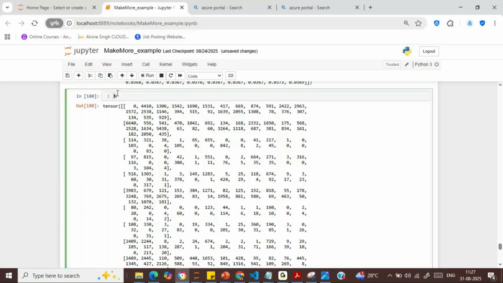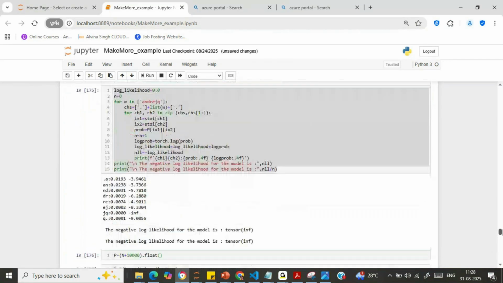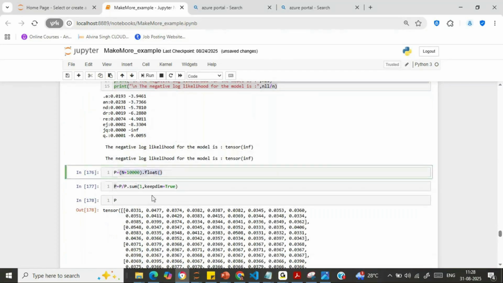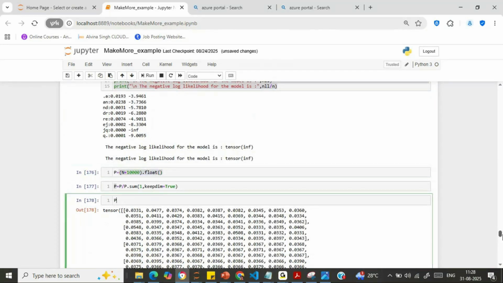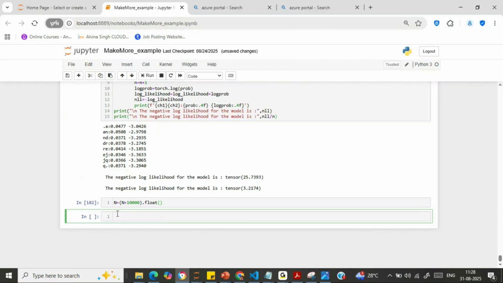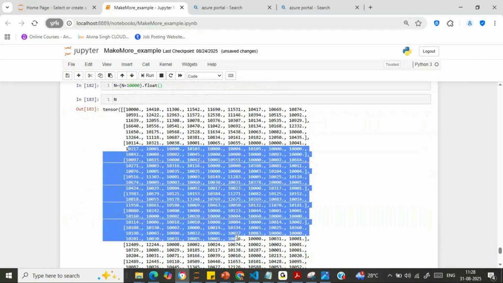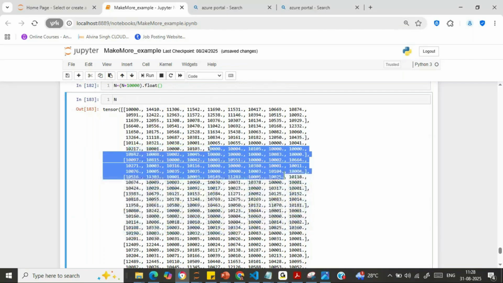This is n, I just need to print p basically. Or you can take it in this particular way. Let me mention it. If I'm adding something, n equal to n plus 1000 plus float, that will be converted to float, and if I'm printing n, just have a look over here. No, any number will not be zero over here. It will have a certain count.